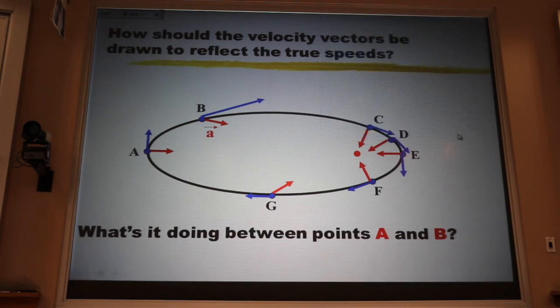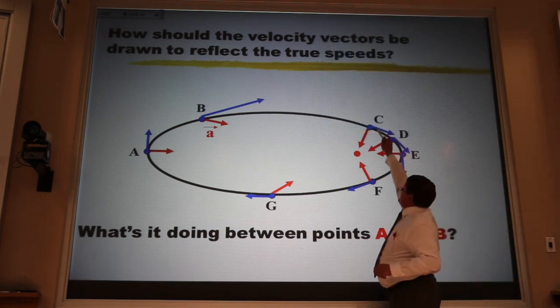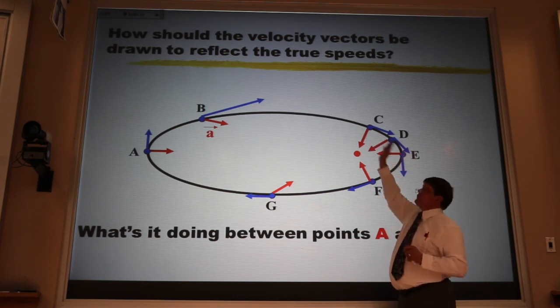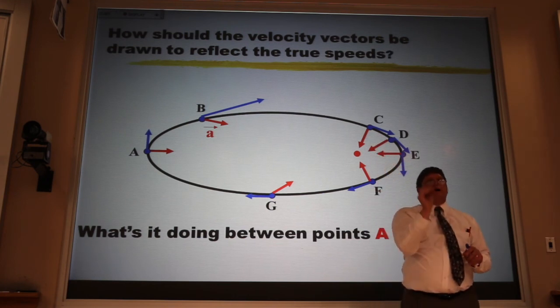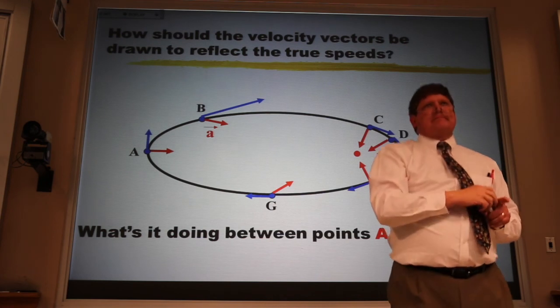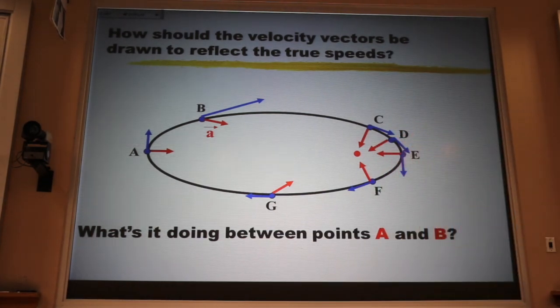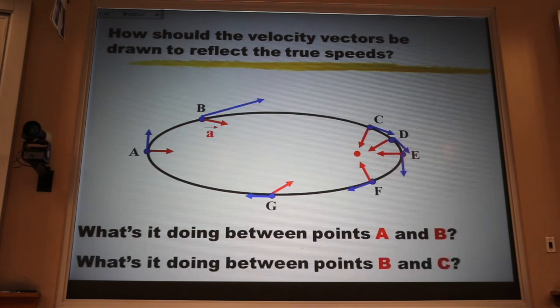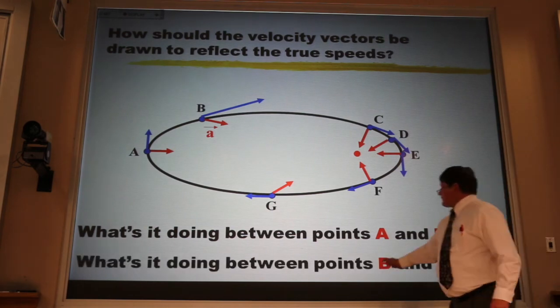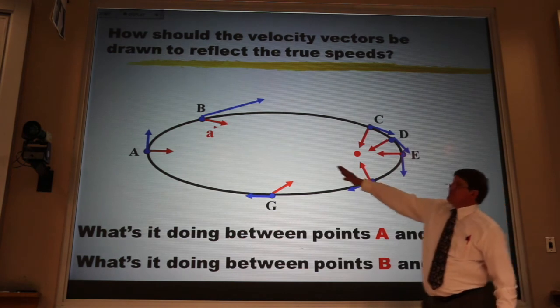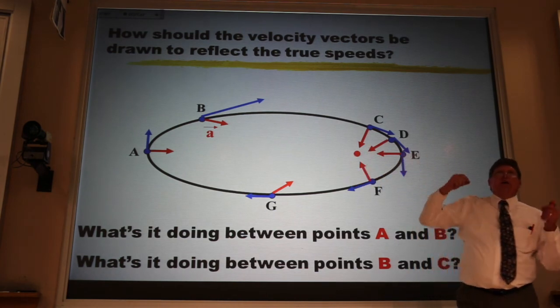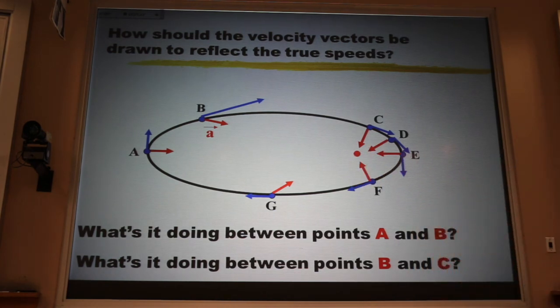Now, folks, at C, the angle is 90 degrees, indicating at C, it is not speeding up, it is not slowing down. However, that's not important. What's important is what's been happening all the time from B to C. All afternoon it was going from B to C. What was it doing during that time?